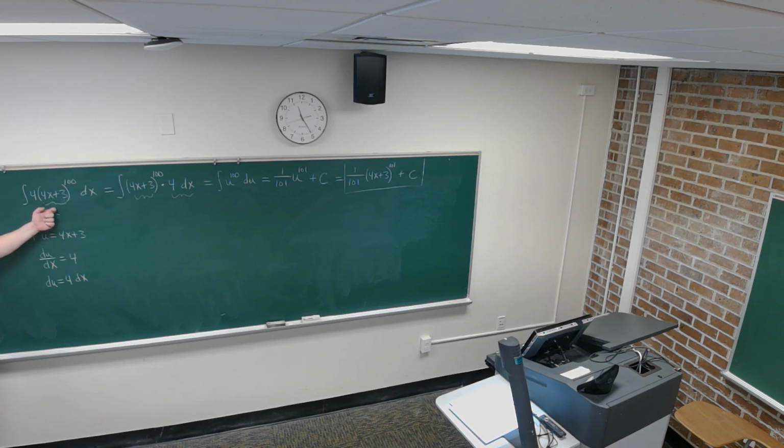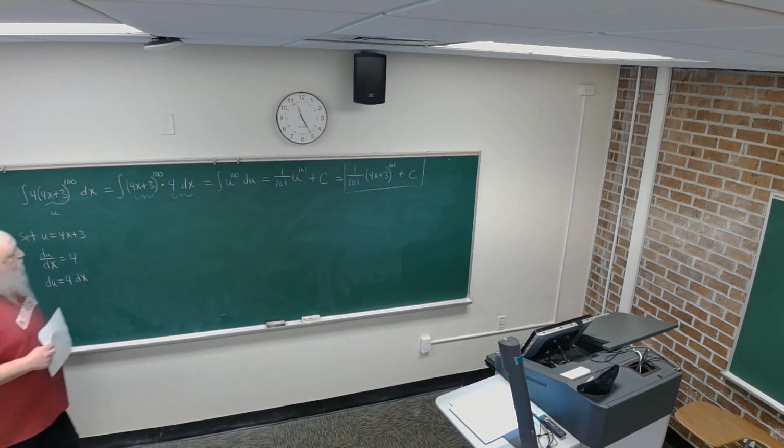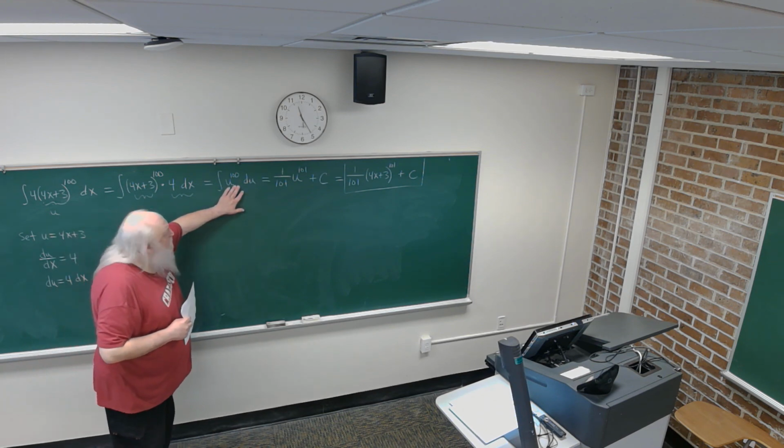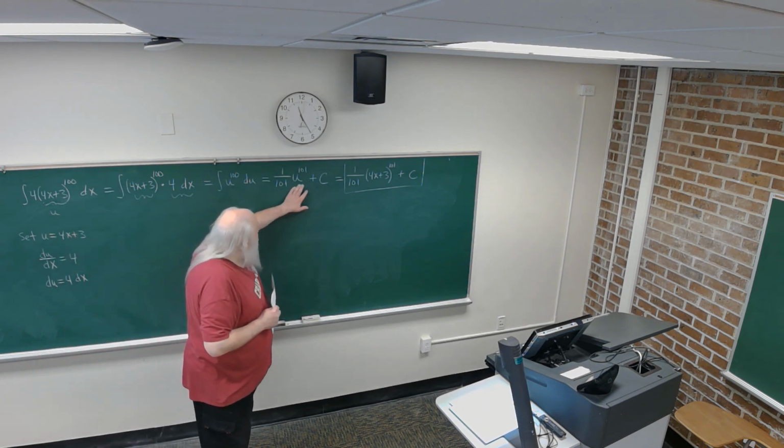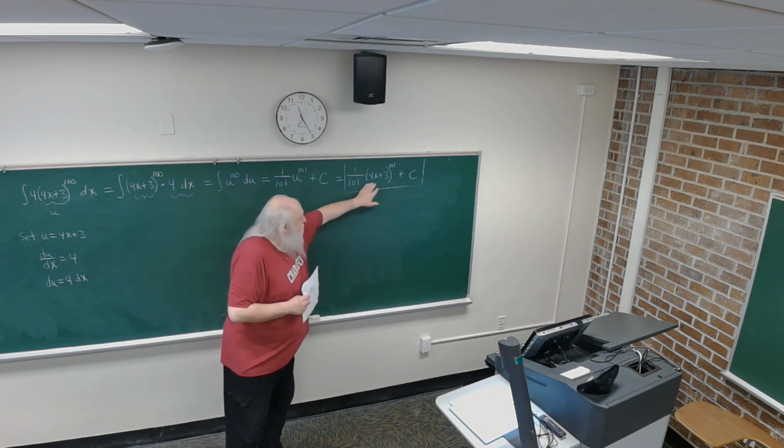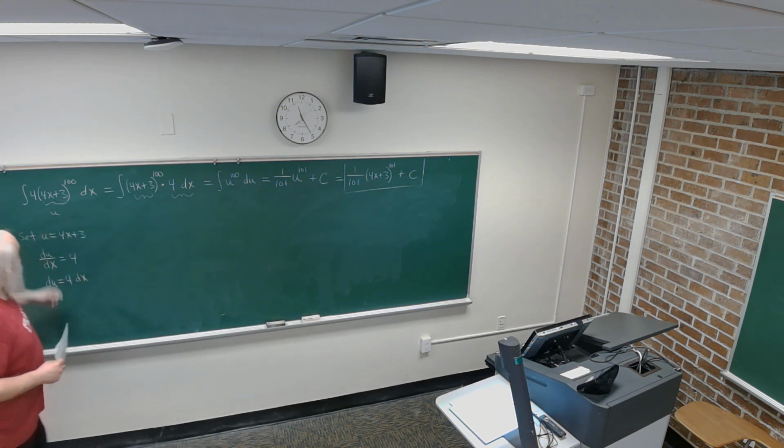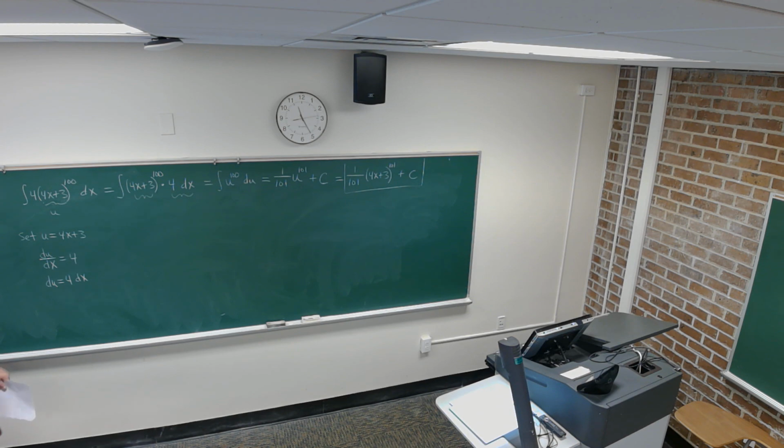We don't have any basic rules of differentiation that allow us to find this antiderivative directly in terms of x. We have to do a variable substitution. Then after we do the variable substitution, we know how to find this antiderivative. And so once we find that antiderivative in terms of u, we substitute for u, and now we have the antiderivative of the original function. Okay. That's what's going on here. Any questions on that?